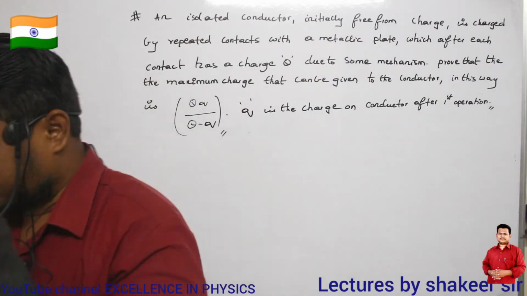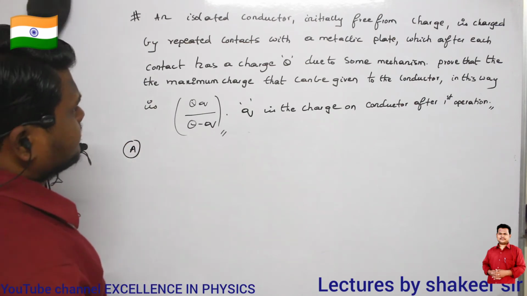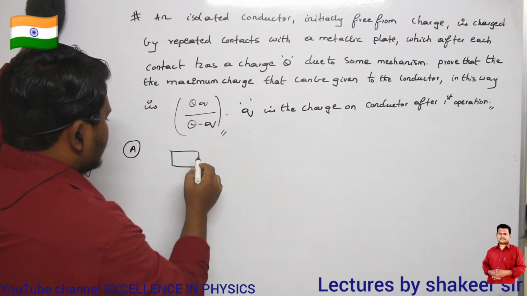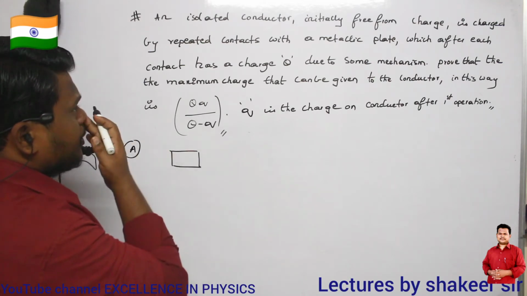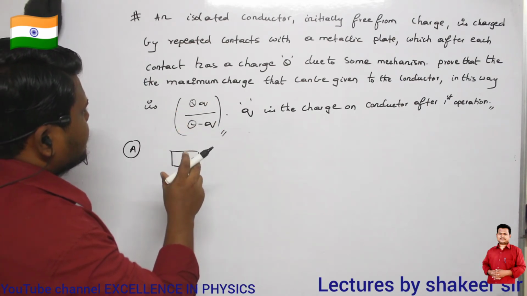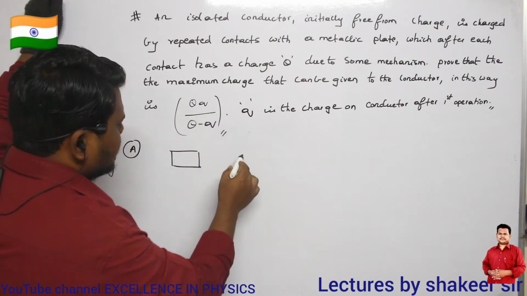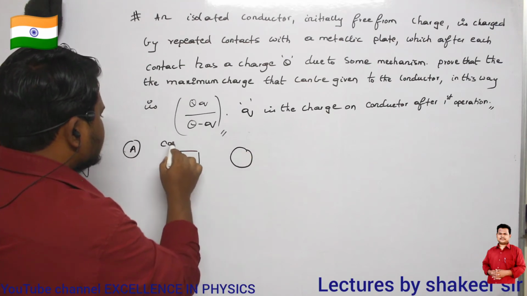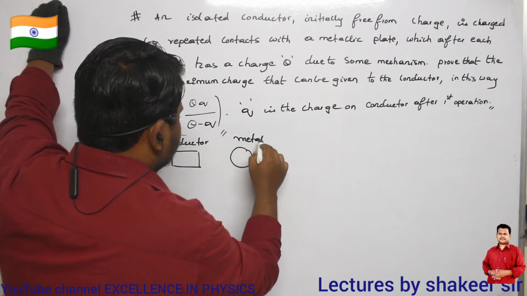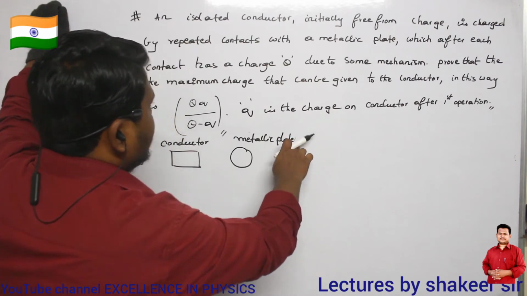See, I will explain this one. So there is one isolated conductor. Consider this is one isolated conductor. Clear? So initially it does not have any charge. It is free from charge. So it is charged with repeated contacts with a metallic plate. Clear? So which is the metallic plate? Let us consider this is the metallic plate. So this is the conductor, and this is the metallic plate. For example, these are the shapes which you are taking.